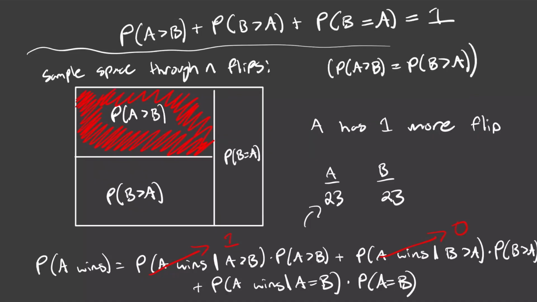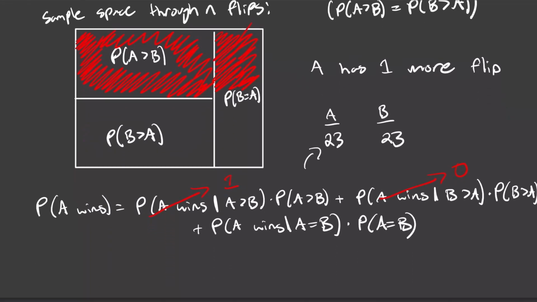So notice that if he gets a heads, he will win because he will have more heads than B, right? He'd go to 24 and B would have 23. But if he gets a tails, well, then they would still be equal, and that means that A loses. So what are A's odds of flipping a heads? Well, obviously it's going to be 50%, right? 1/2. So when A has the same number of heads as B through the first n flips, he's going to win 50% of the time.